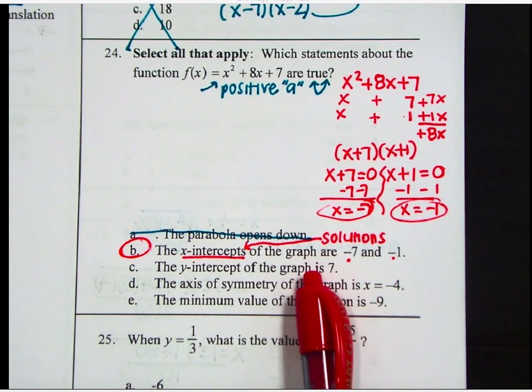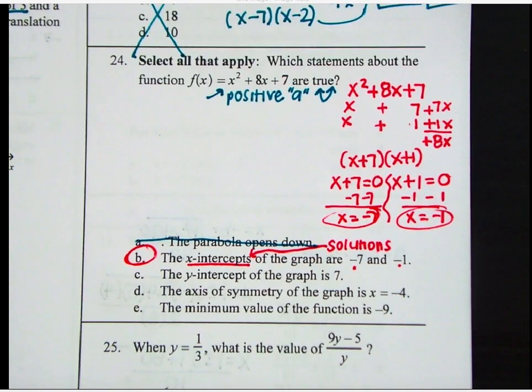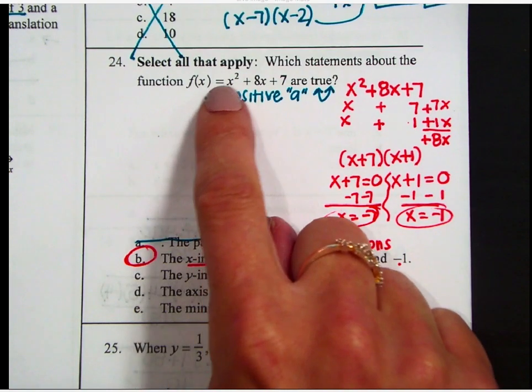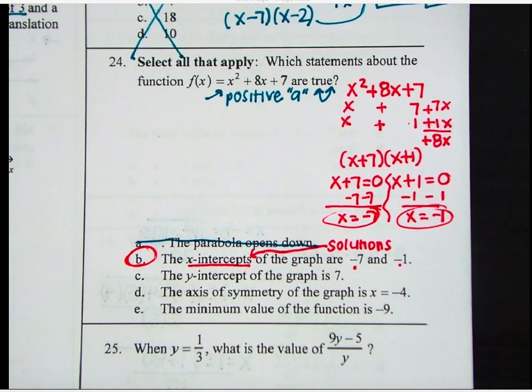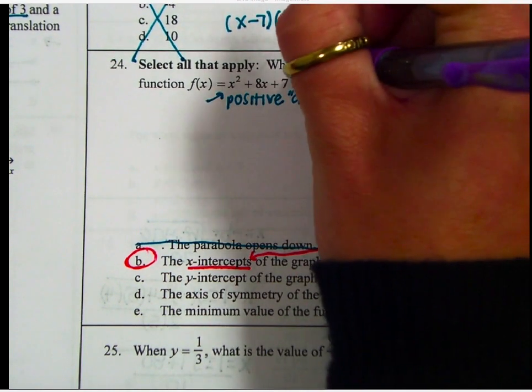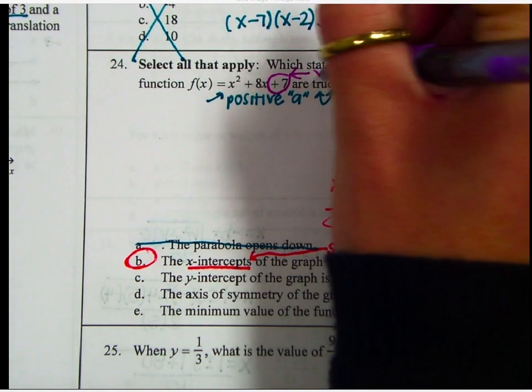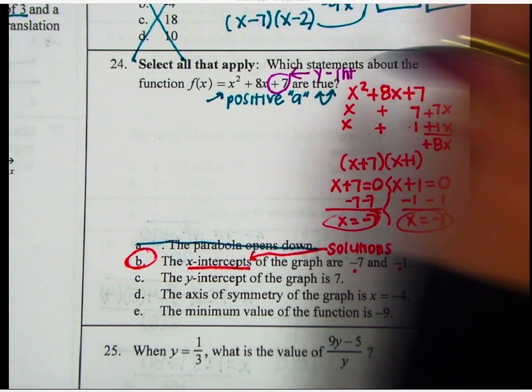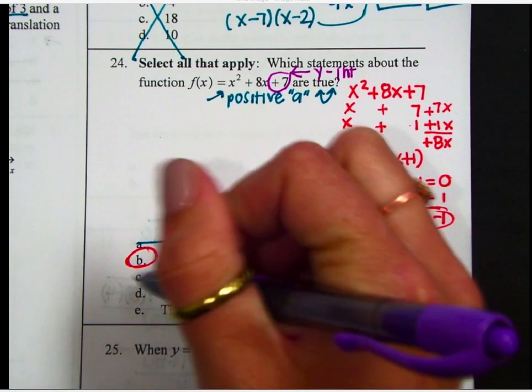Is the y-intercept of the graph 7? Remember, the y-intercept is when x equals 0. So the y-intercept will always, in standard form, be the constant. So yes, the y-intercept is 7.